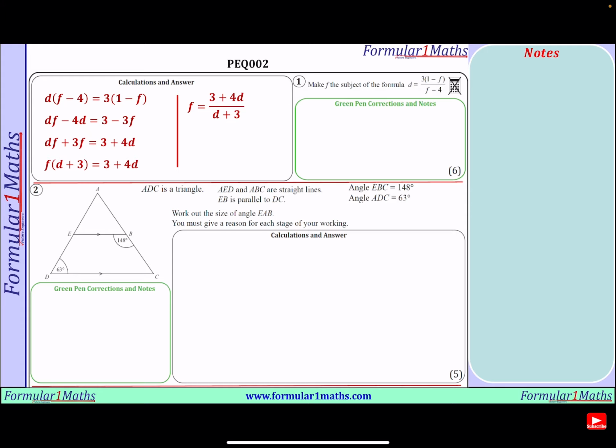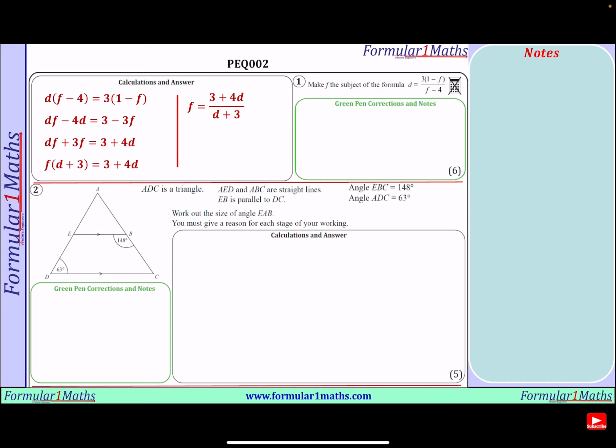Question 2. ADC is a triangle. AED and ABC are straight lines. EB is parallel to DC. Angle ABC is equal to 148. Angle ADC equals 63. Work out the size of angle EAB. You must give a reason for each stage of your working.